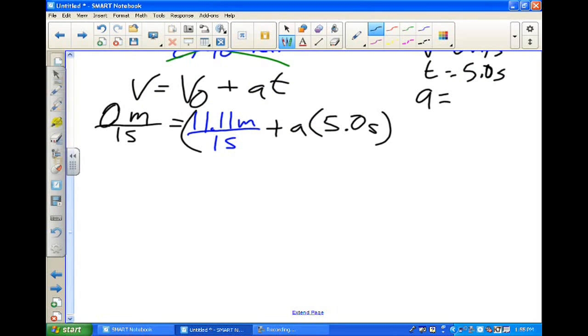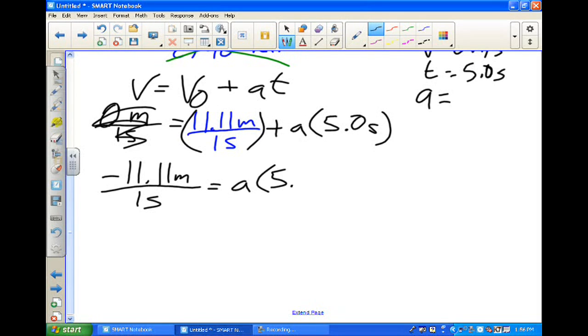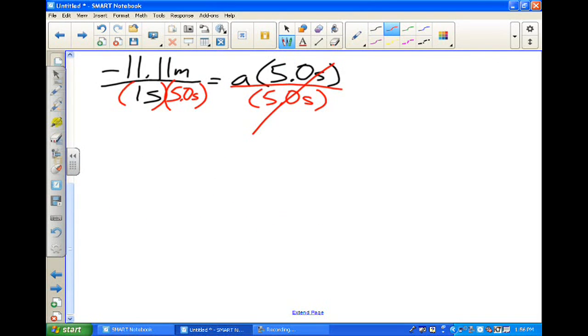Then I plug in the time of 5 seconds. So now I have a bunch of numbers and the variable a. I just go through algebraically solving. I'm going to subtract 11.11 from both sides, and then that leaves me with a times 5 seconds. I'm going to divide both sides by 5 seconds. And when I plug my numbers in, I'm going to end up with negative 11.11 divided by 5, and then as you can see I have meters per second. So that gives me negative 2.2 meters per second squared.